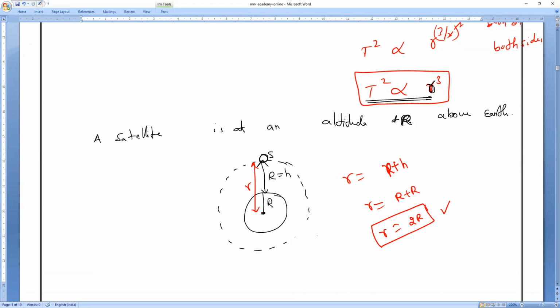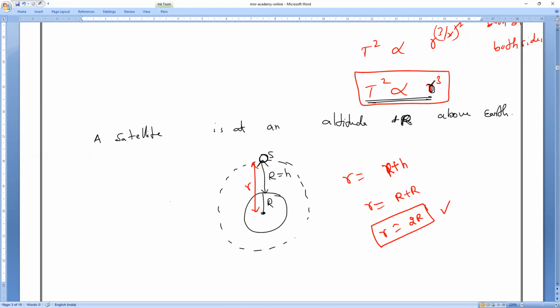If the satellite is revolving at a distance from the earth equal to the radius of the earth, then the distance between the satellite and the earth, measured from their centers, is r plus h, where h is equal to r. So r plus r equals 2r.